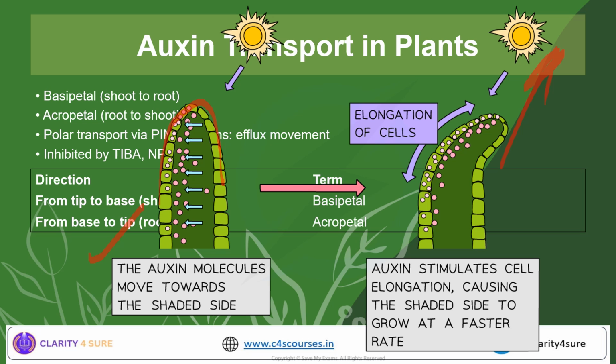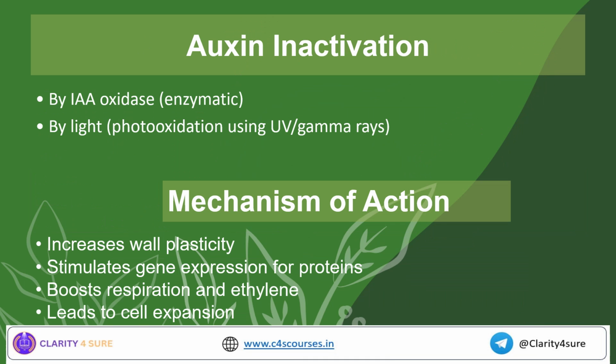Okay, so generally all plants have auxin, and because of this, plants are generally fuller in the time of daylight and generally shrunken in the night time. Okay, so this is the phenomenon of auxin in phototropism. Okay, next is auxin inactivation and mechanism of action.